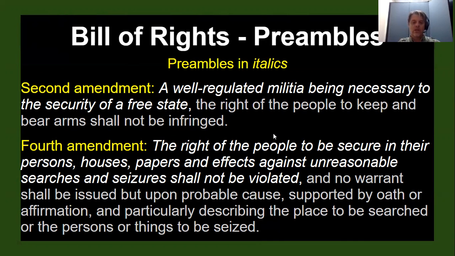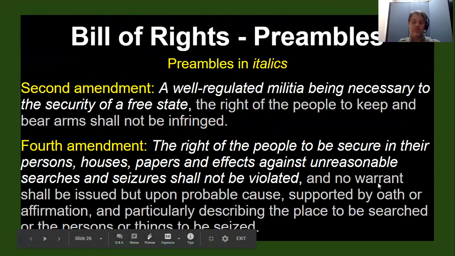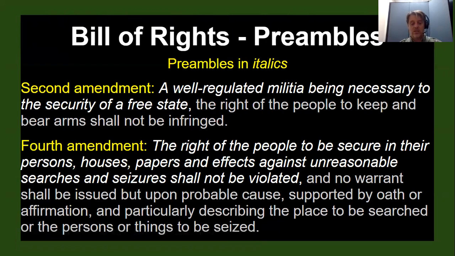It's the preamble. In the Fourth Amendment, the right of the people to be secure in their persons, houses, papers, and effects against unreasonable searches and seizures shall not be violated. And the way that won't be violated is that no warrant shall be issued, but upon probable cause, meaning a cop just can't get a warrant from a judge for any reason they want. They have to have some kind of knowledge that a crime is being committed.